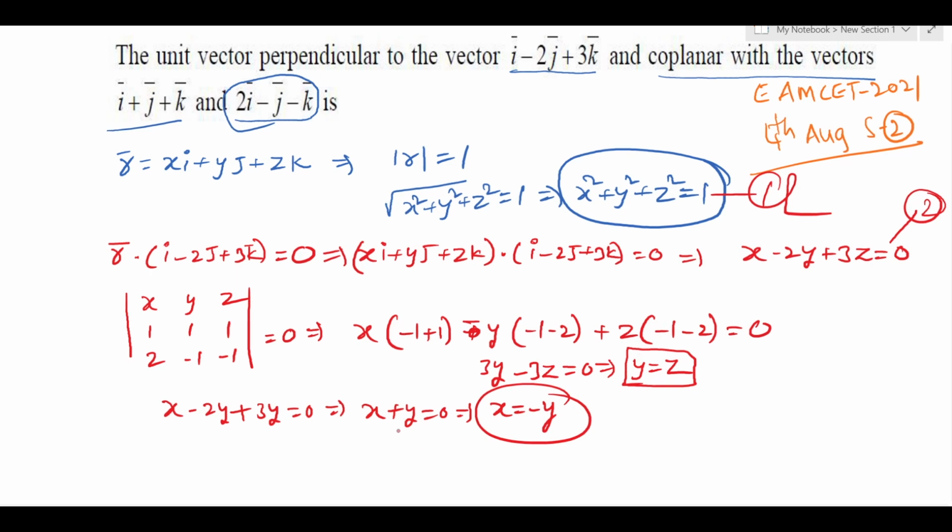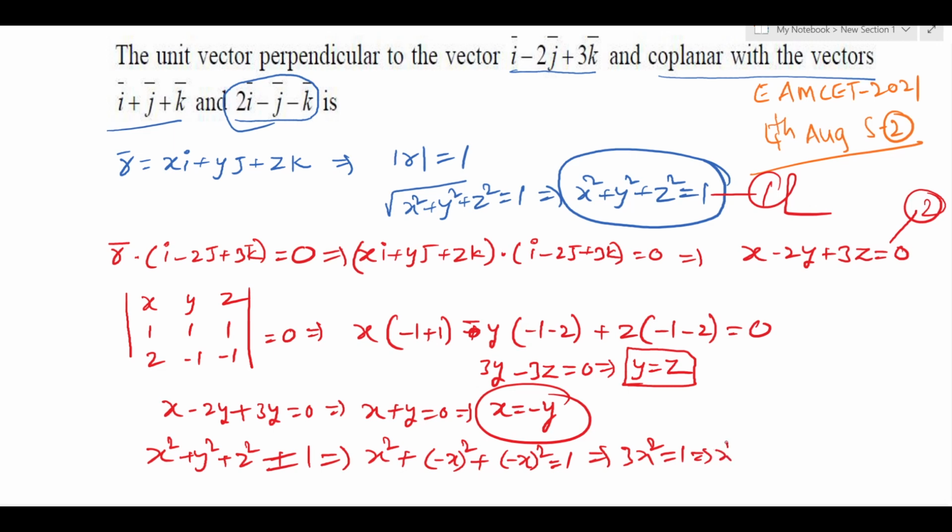Substituting these two in the first equation, x square plus y square plus z square is equal to 1. That is x square, and y value is minus x, so minus x whole square, and z value is y, which is minus x, so minus x whole square is equal to 1. From this 3x square is equal to 1. x square is equal to 1 by 3, that is x is equal to plus or minus 1 by root 3. This is the x value. And now we find y and z. Y value is minus x.